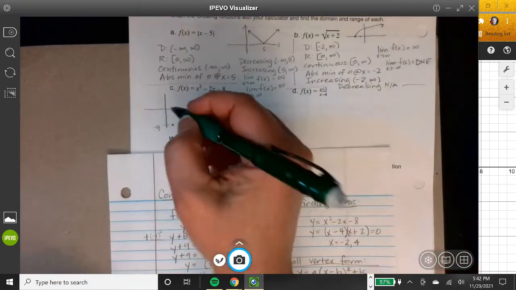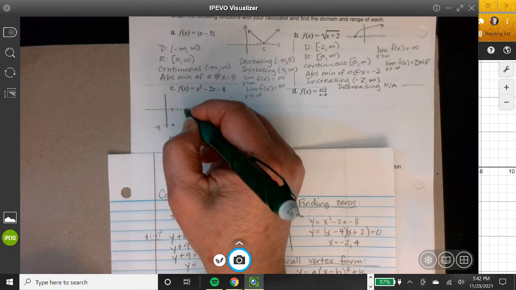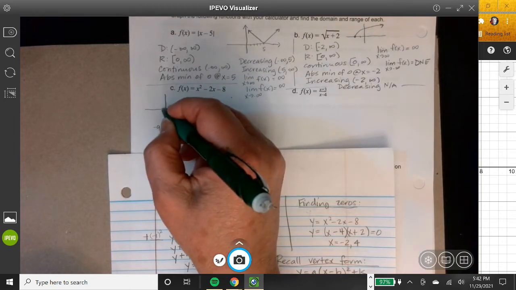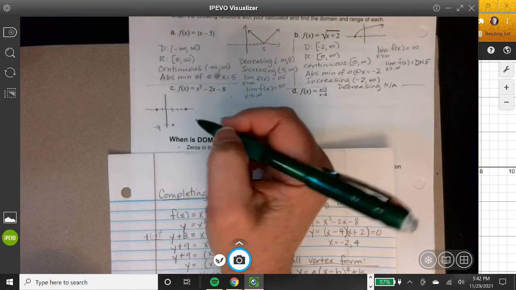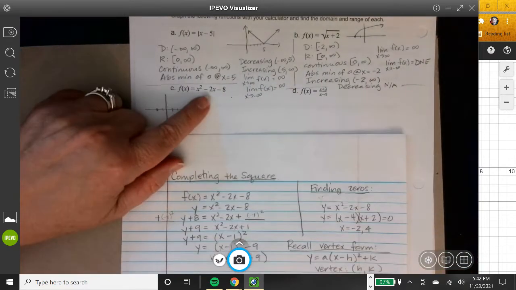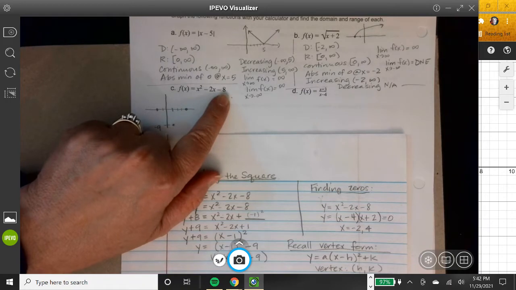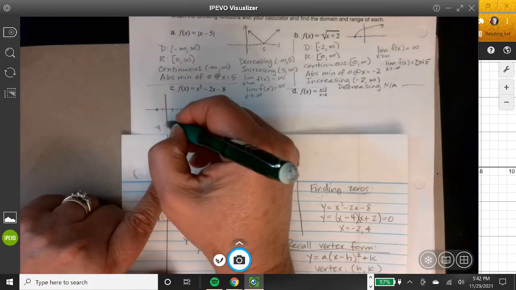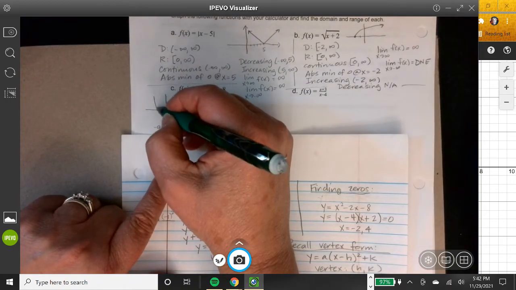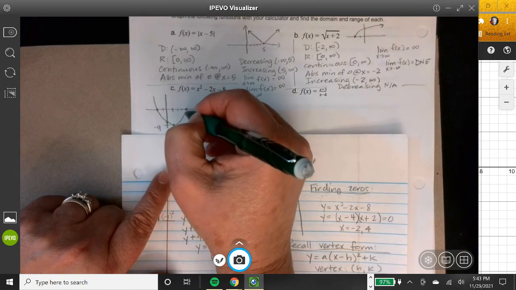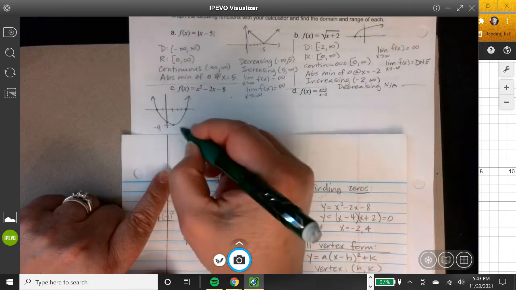So I'm going to go to my sketch really quick. 1, 2, 3, 4, I have a 0. And 1, 2, negative 2, I have a 0. And then what's really cool in standard form is if I plug in x equals 0, I can see the y-intercept here, which is negative 8. So that's going to be negative 8 right here. And then I'm going to draw my function, my beautiful parabola and its vertex.